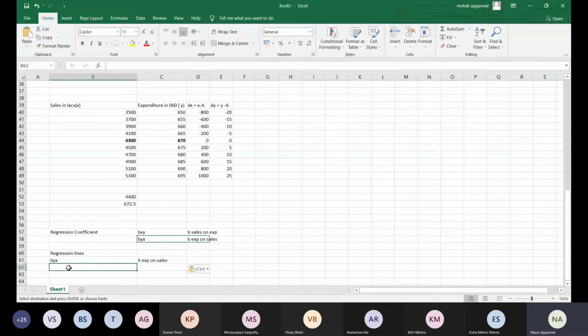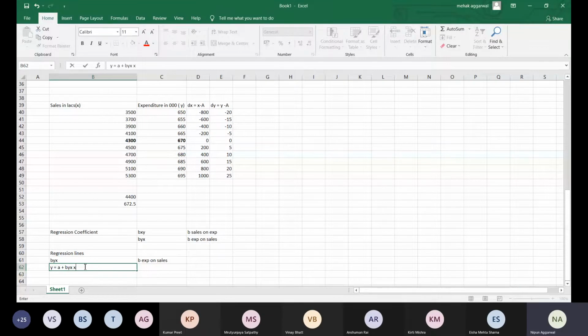If we want to calculate the regression line of BYX, so this will be a linear equation: y is equal to a plus BYX x. So that becomes your regression equation. So it is a linear equation where y is equal to a plus BYX x. Fine. So if we want to make a graph, let's try to make the graph. This is the value x and this is the value y.